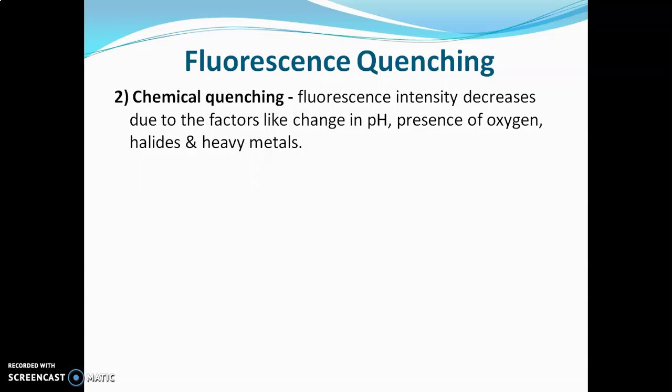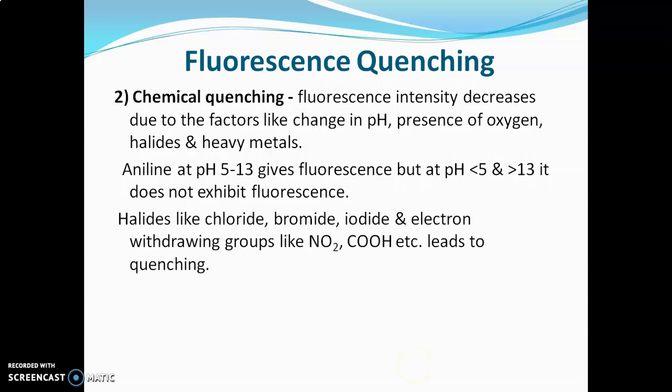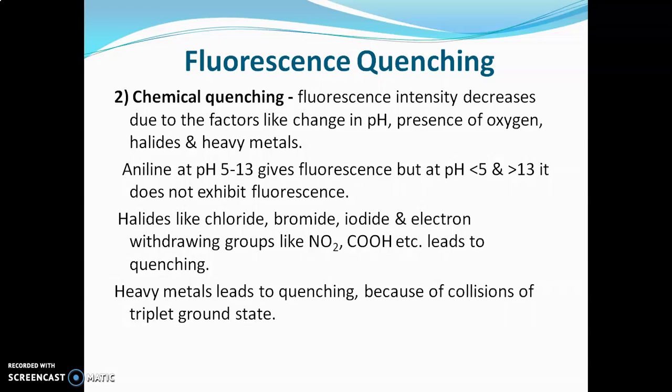Chemical quenching. Fluorescence intensity decreases due to factors like change in pH, presence of oxygen, halides or heavy metals. Aniline at pH 5 to 13 gives fluorescence, but below 5 and above 13 it does not exhibit fluorescence. Halides like chloride, bromide, iodide and electron withdrawing groups like nitro and carboxylic acid groups lead to quenching of fluorescence. Heavy metals lead to quenching because of collision of the triplet ground state.